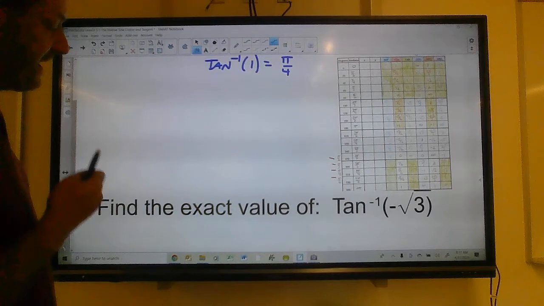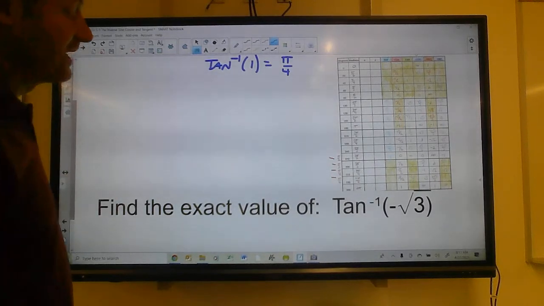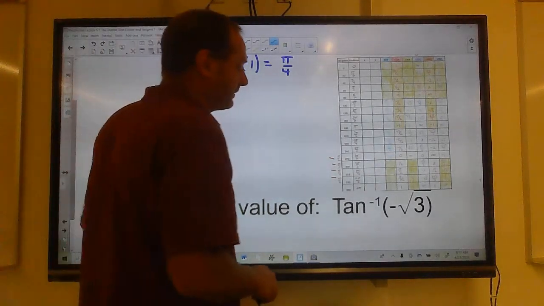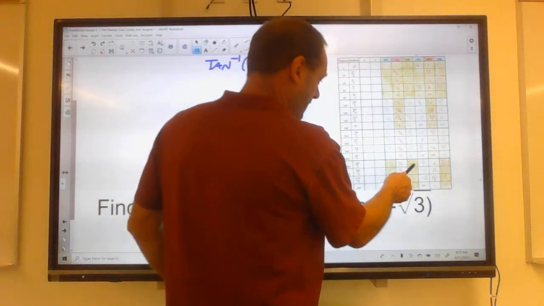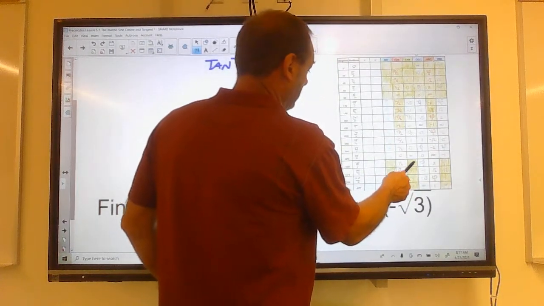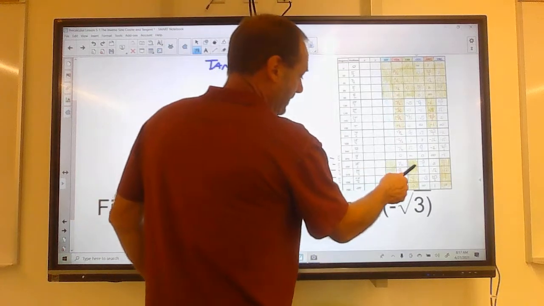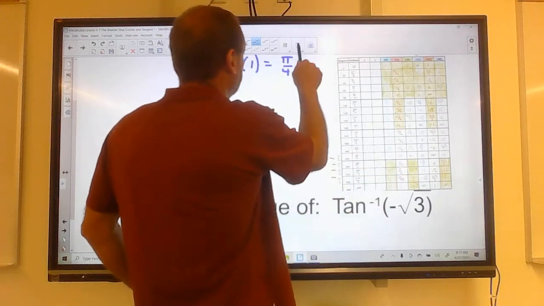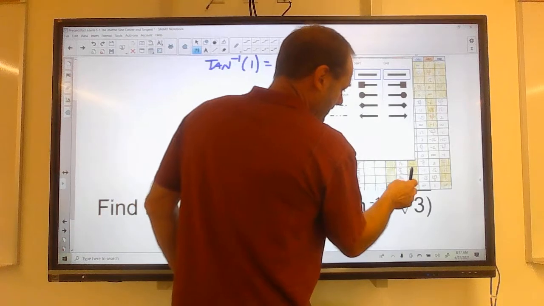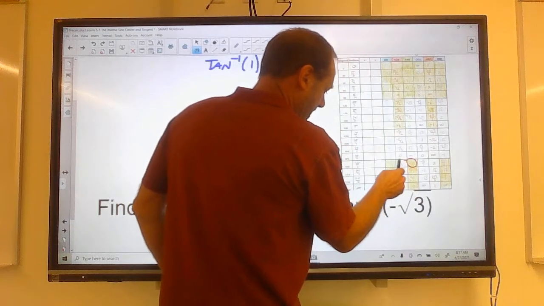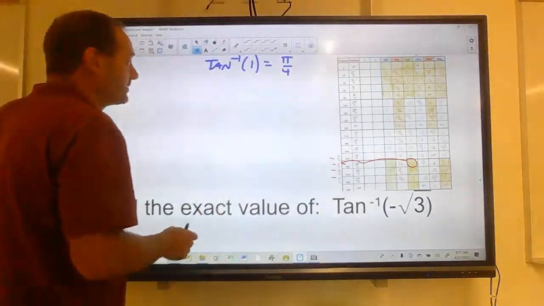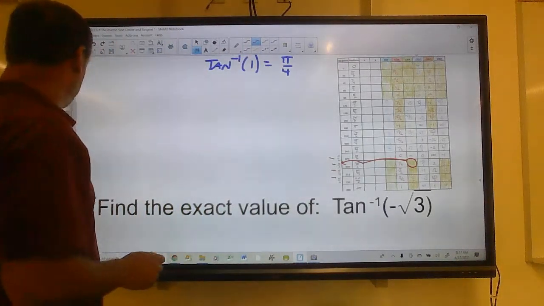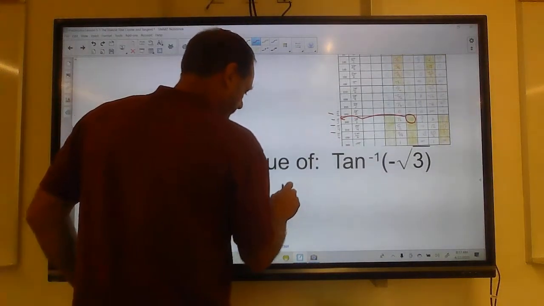Find the exact value of the arctangent of negative square root of 3. Okay, so I go find negative square root of 3 in the tangent column, that's right here. I come over here, there's negative square root of 3. I don't want this answer, I want that answer right there. So negative pi over 3 is going to be the answer.